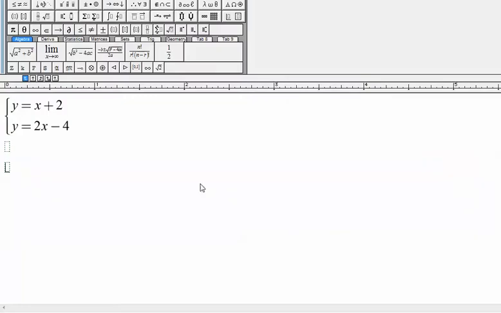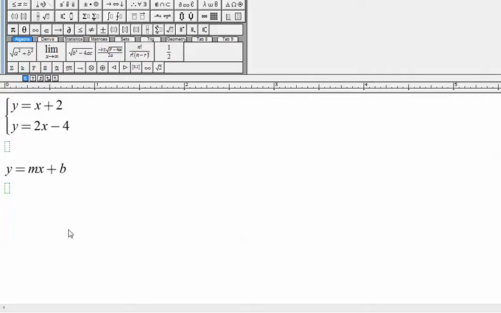So if we take a look at that, the slope-intercept form is y equals mx plus b. And in that form, we can determine the slope, which will be m, the coefficient of x, and the y-intercept, which we'll get from the constant here, b. The y-intercept will be the point 0, comma b.